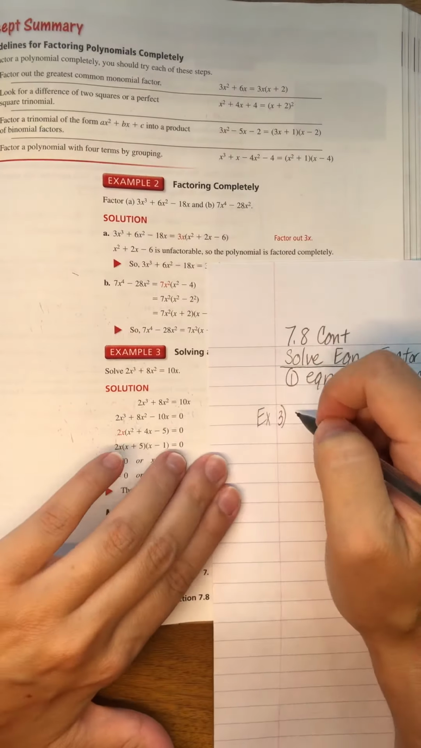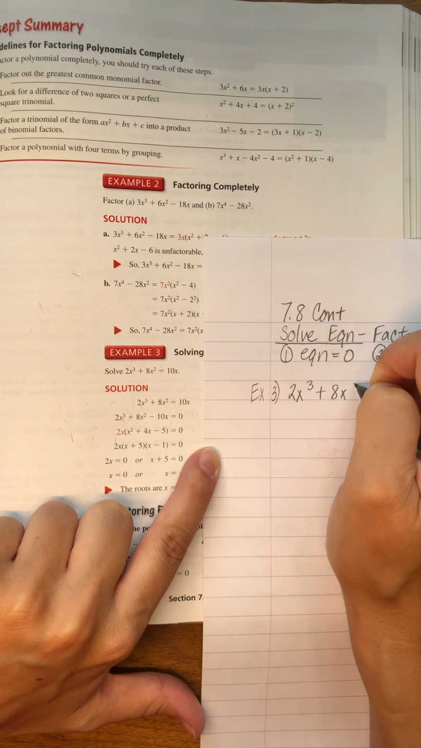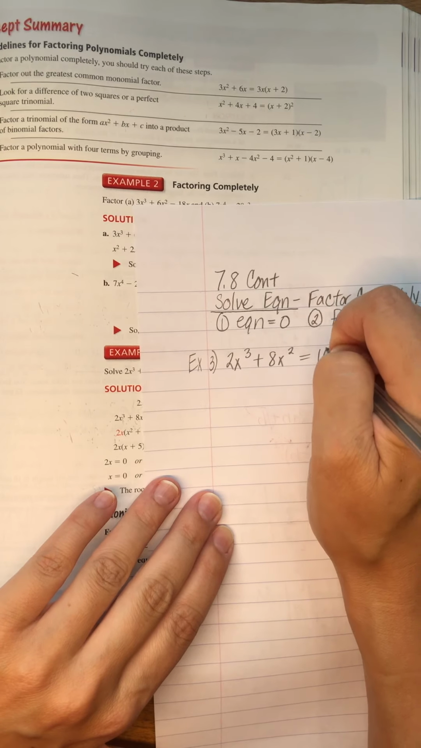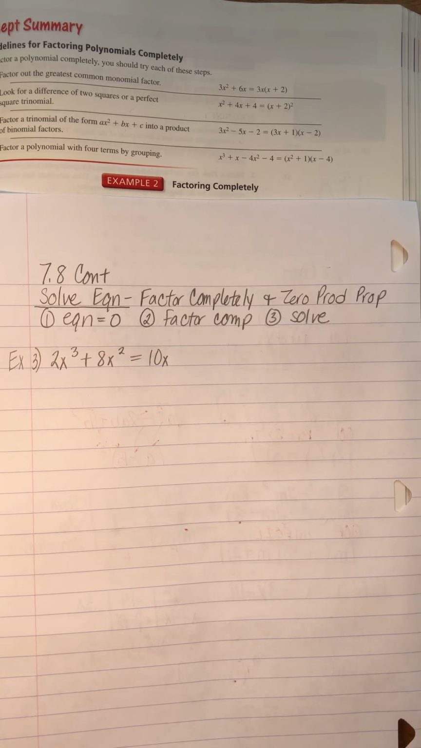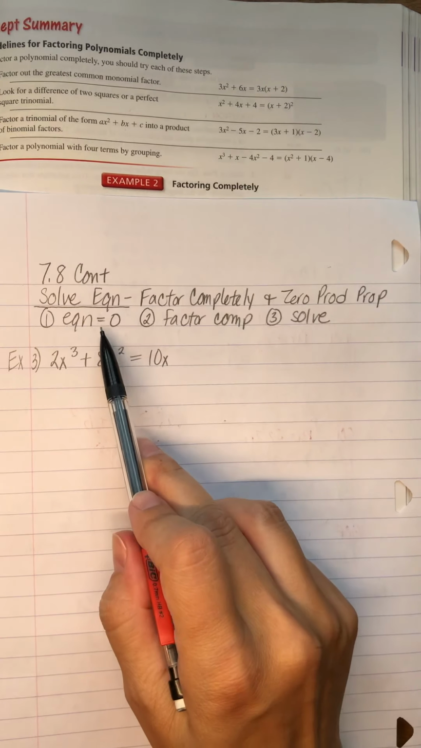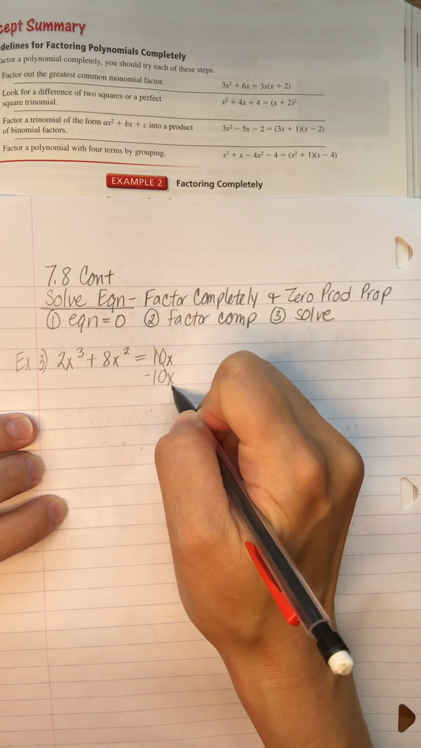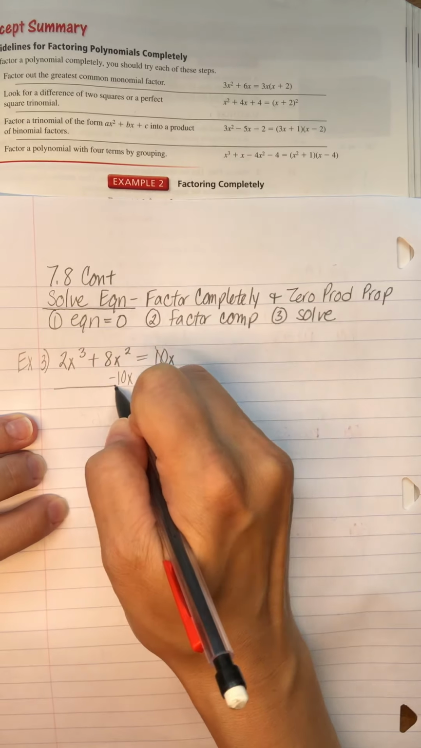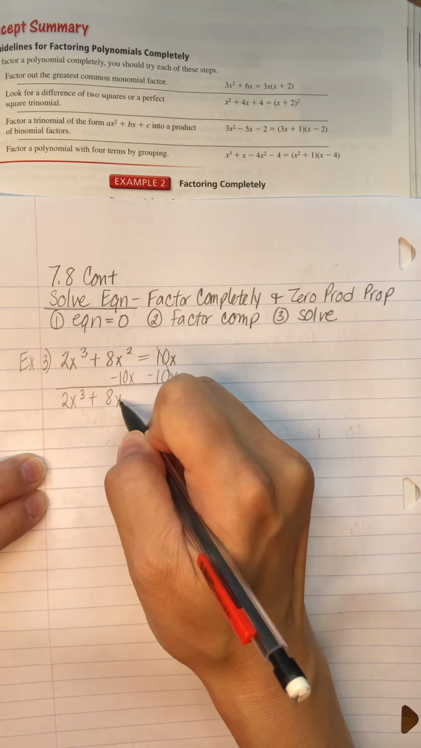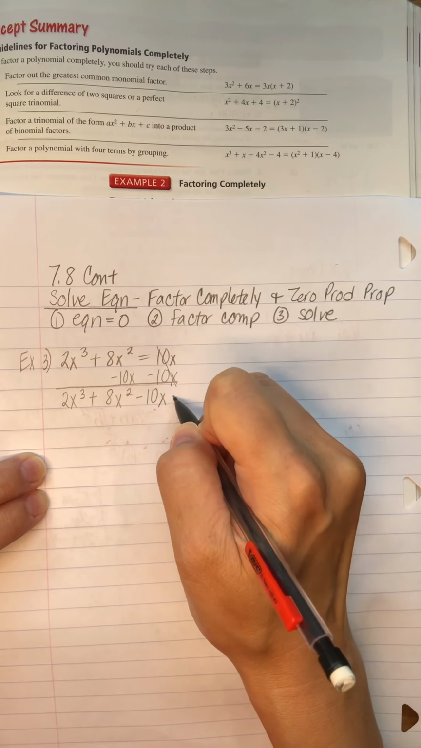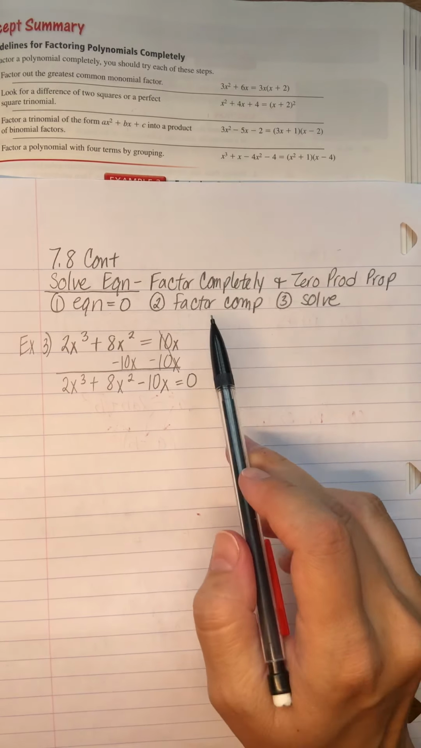So in example 3, I have 2x cubed plus 8x squared equals 10x. Okay, we're going to solve this equation. First, to solve, I need to get this equation equal to 0. It's not equal to 0, so let's subtract 10x from both sides so that I can get that right side equal to 0. We have 2x cubed plus 8x squared minus 10x equals 0. Okay, I'm going on to the second step.